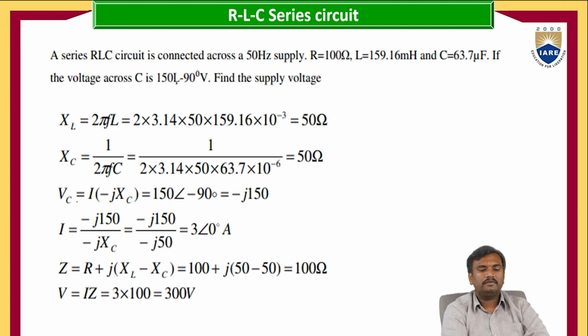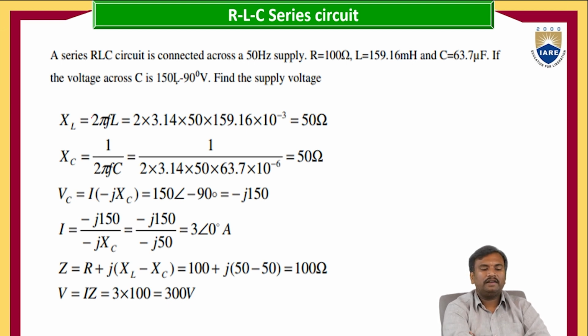So here VC is equal to I into minus jXC, that is equal to 150 at an angle minus 90, that we can write as minus j150. And from this, I is equal to minus j150 by minus jXC. So j will get cancelled, 150 by 50, which is equal to 3 at an angle 0 degrees. This is the current which we are going to get.